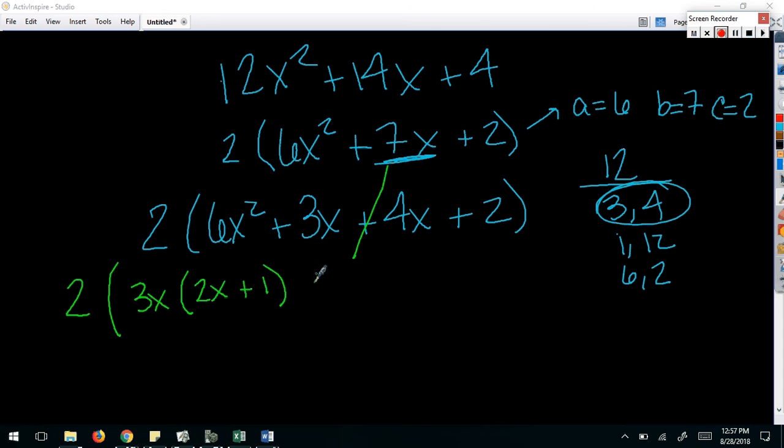I'm going to carry down this first sign, which is a plus. It's always easy when the middle sign's a plus, okay? We always want the middle sign to be a plus. All right, now do the same thing with these two. 4x and 2, does it have a GCF? Yes. What is the GCF? 2. What is left?